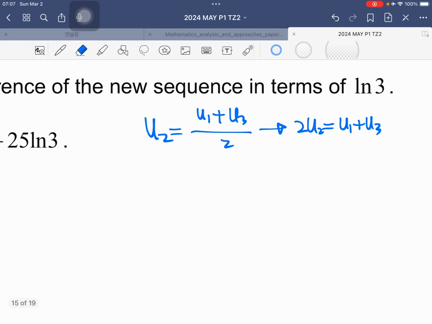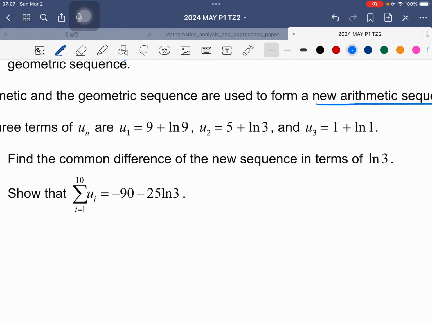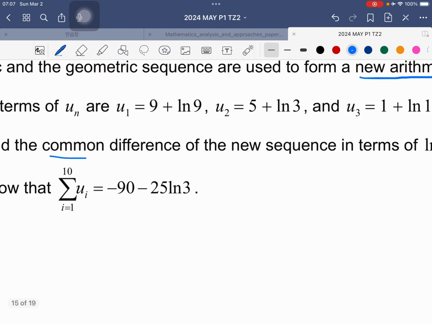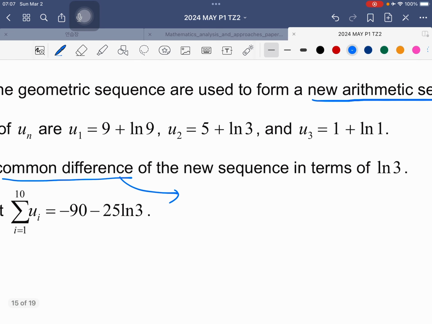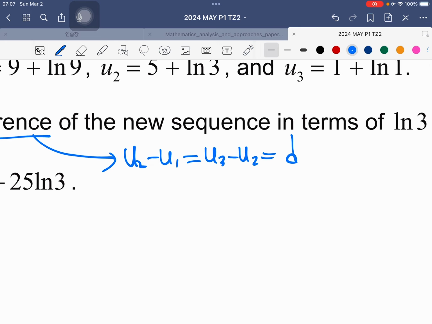So why am I doing this? I don't need to do this. What I need to find is the common difference, right? It says just find the common difference, which means the common difference is U2 minus U1, or it should be the same as U3 minus U2. This is defined as D in an arithmetic sequence.